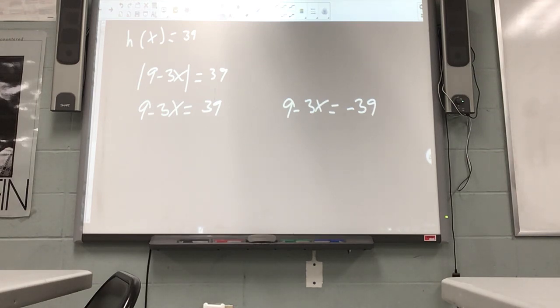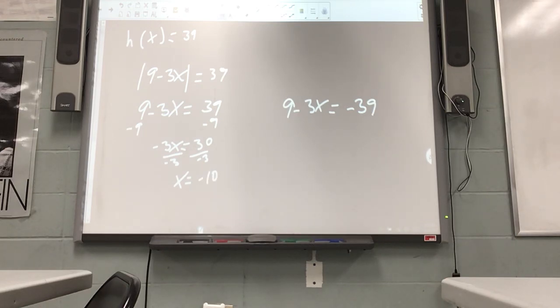So now you just got your two equations to solve. Here I would subtract 9. Negative 3x is equal to 30. Divide by negative 3, and you get x is negative 10.